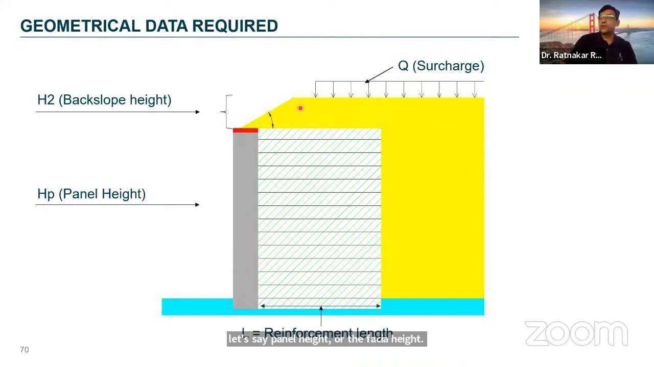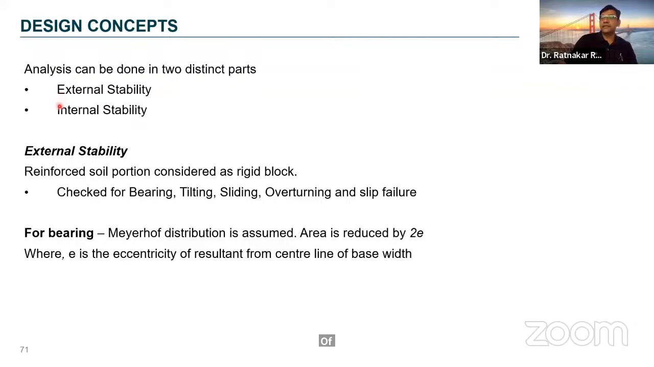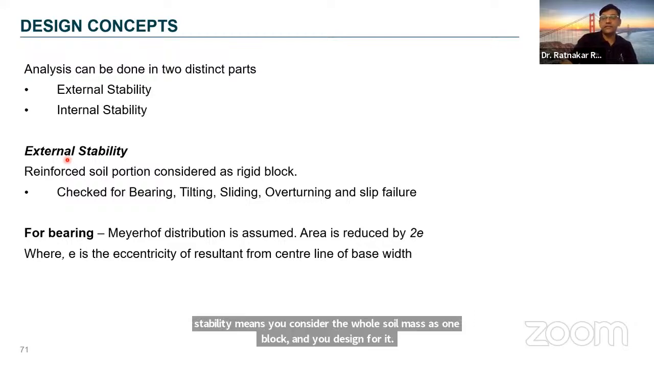In case of the slope on top, what is the back slope height, what's its inclination, and then what is the loadings coming on top, and then you design. Of course, you can design these structures for the two concepts, so external stability and internal stability. External stability means you consider the whole soil mass as one block and you design for it. And internal stability is checking the stability of each layer.